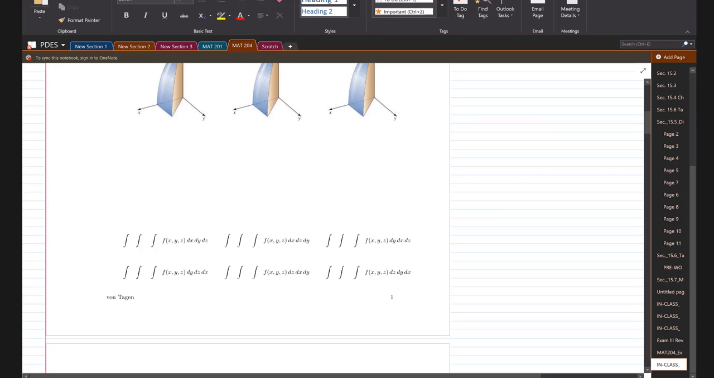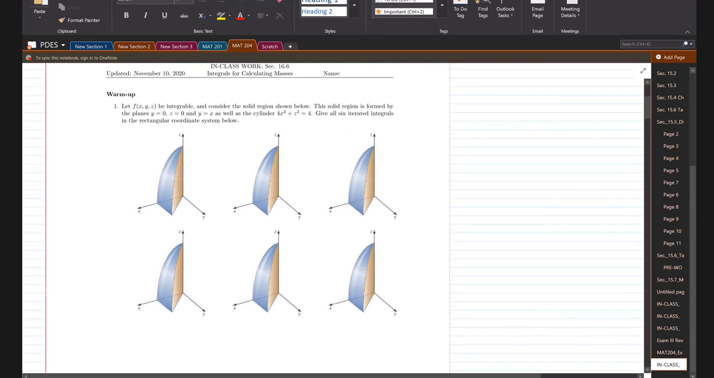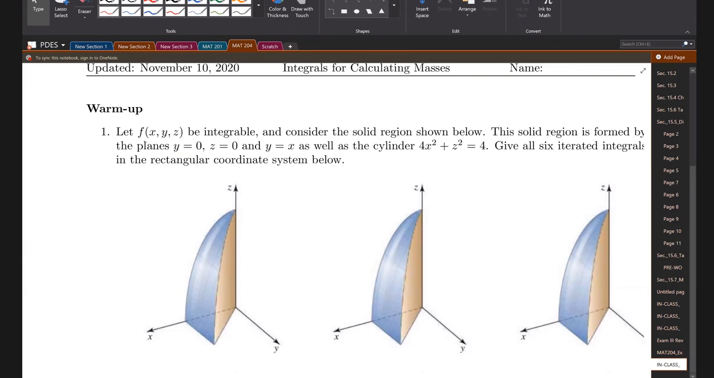If we've got a triple integral for a function of 3 variables, there are 6 different orders that we can do the integration in. So we're just going to assume that we're dealing with some integrable function here, f of x, y, z.